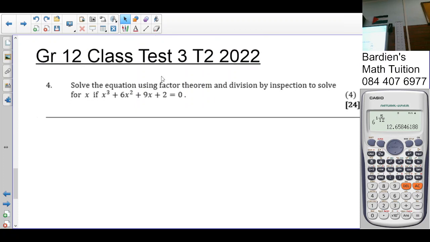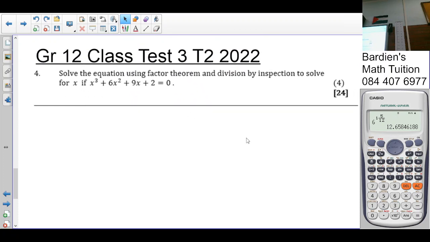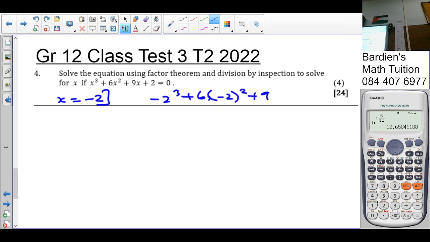The last question: solve the equation using factor theorem and division by inspection to solve for x. So we had to test for x equal to 1, then minus 1, then 2, minus 2 and so on. Which one was the factor? X is equal to minus 2. Okay? So we'd have minus 2 cubed plus 6 times minus 2 squared plus 9 times minus 2 plus 2. And that gave me an answer of 0. Here we conclude: therefore, x plus 2 is a factor of the given equation.